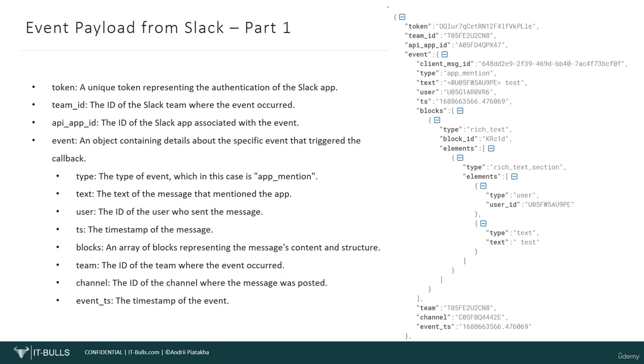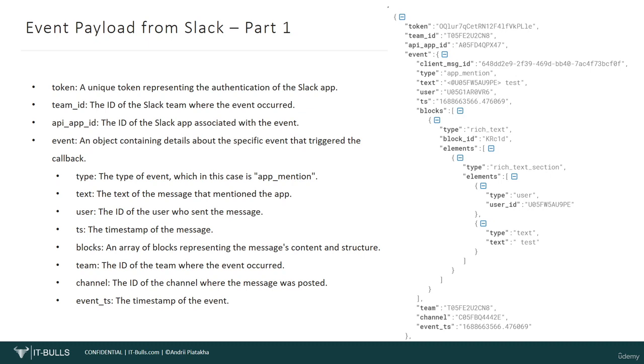Token. A unique token representing the authentication of the Slack app. Team ID. The ID of the Slack team where the event occurred. API app ID. The ID of the Slack app associated with the event. That's the one that we created in the previous lesson, because potentially you can have one web application and build custom processing logic for events from different Slack applications.